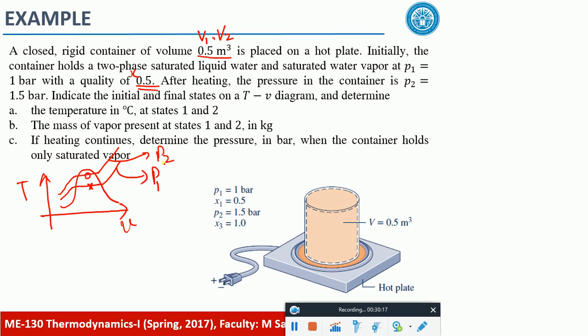Do you understand that? Now, can you see that I have drawn this circle right on the top of this cross? Why is it so? Exactly, volume remains the same. If volume remains the same, it means it has gone straight away up. Do you understand this thing? Now, after heating the pressure in the container is P2 equals 1.5 bar, indicate the initial and final states on a TV diagram. Do you understand this thing?